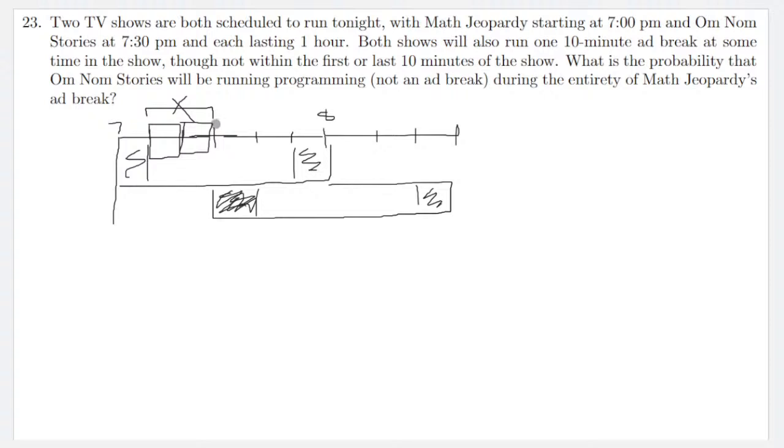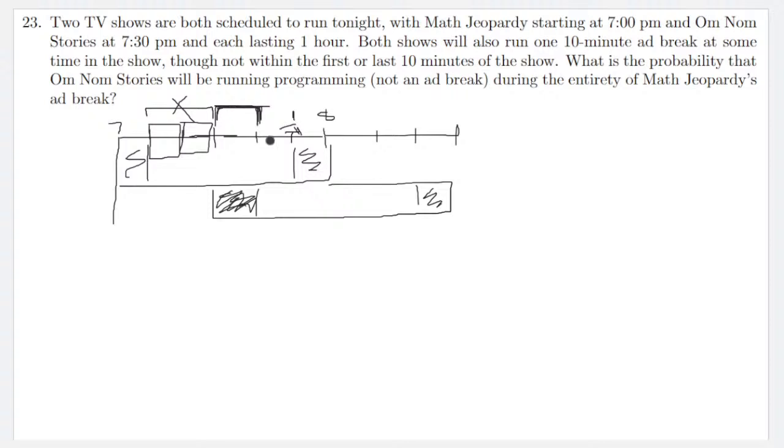Well, where else could it start? It can start here. It could start here, etc. Right? But it can't start here. So it can only start within this range, because if it starts after this range, it'll run into this, and we know it's not valid. So sometime in this range.